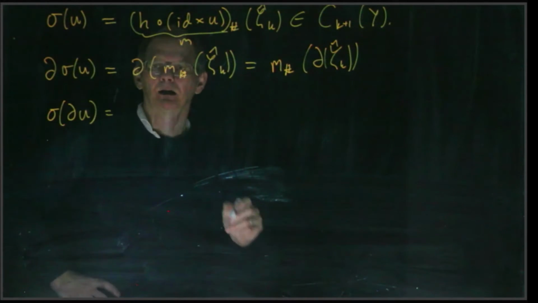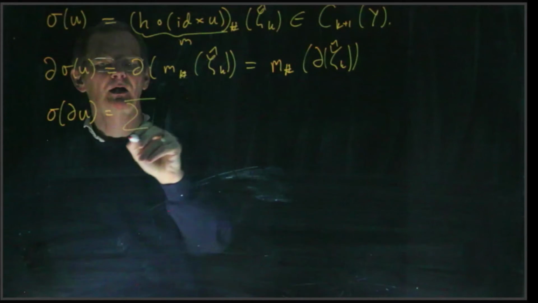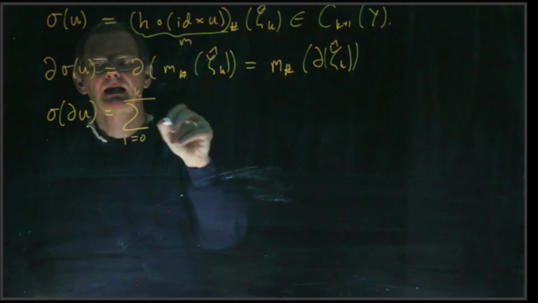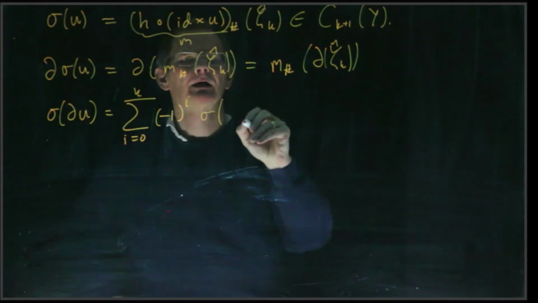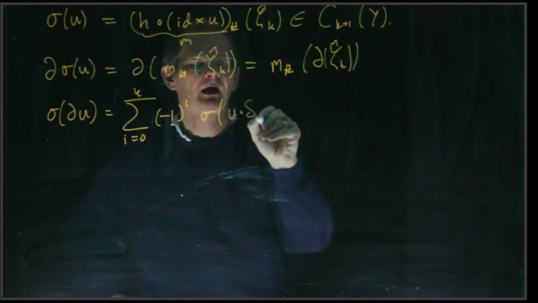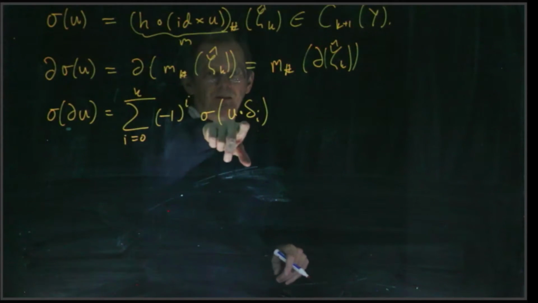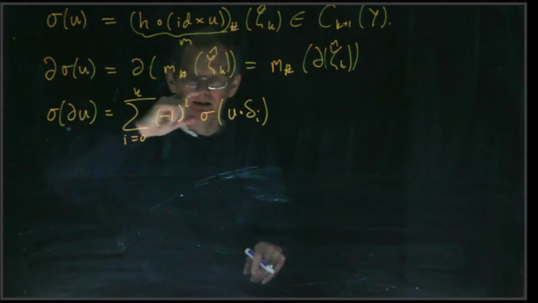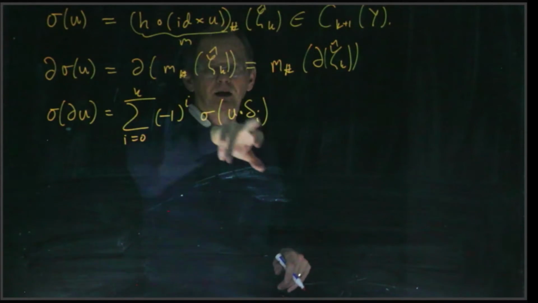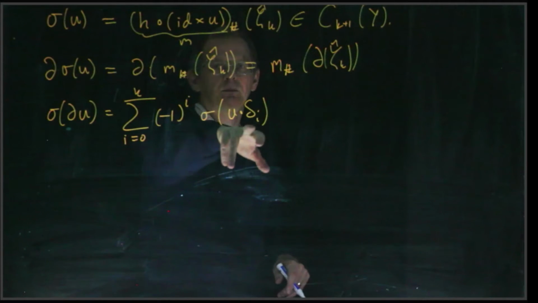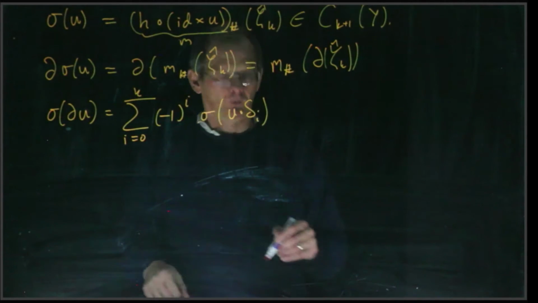Okay. Well, it's going to be the sum from i = 0 to k − 1 of (−1)^i σ of u composed with δ_i. Remember that du is the sum of these terms, u composed with δ_i, with the plus and minus signs, and we apply σ to that. σ is a homomorphism, so we just get these σ like here.